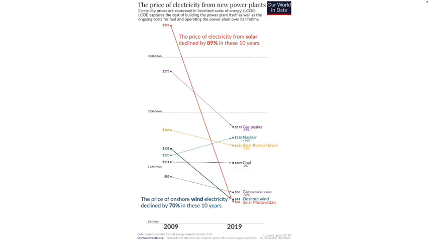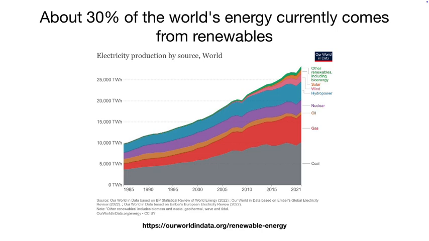Price of electricity from new power plants, so you can look at how the cost of electricity has declined. Price of electricity from solar has declined by 89% in those 10 years, which makes sense because if we have more of the technology and it's cheaper to produce it, it's going to be a dramatic decrease in the cost to an individual user producing it. 30% of the world's energy currently comes from renewables. Okay? So that's a really depressing plot to look at, but there we go.